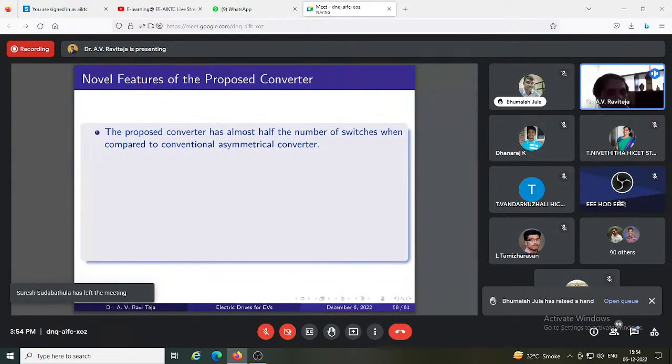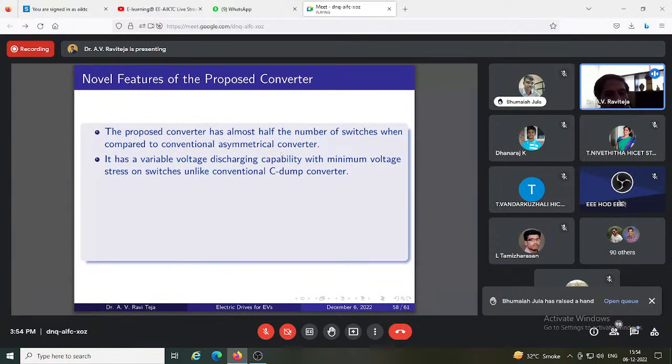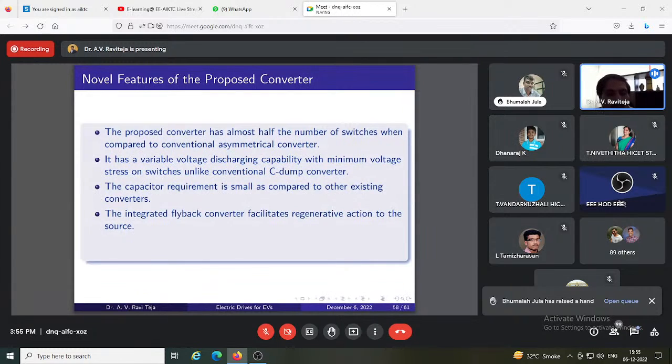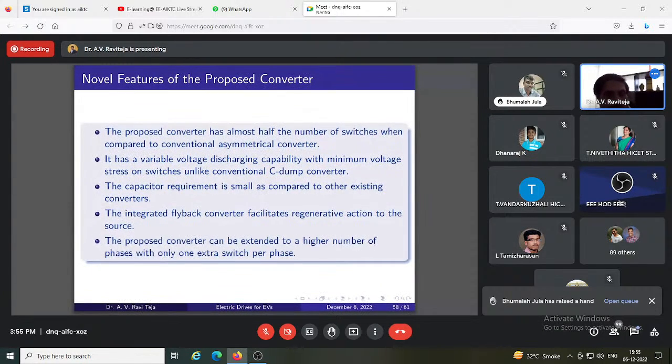So this proposed converter, the novelty is it has almost half the number of switches plus one when compared to the conventional asymmetrical converter. It has variable voltage discharging capability with minimum voltage stress on the switches. Unlike another topology, the C-dump converter used for SRMs, the capacitor requirement here is small, and also the flyback converter helps in regenerative action. Without dumping the energy somewhere, we are giving back to the source. Thereby, efficiency will be improved.